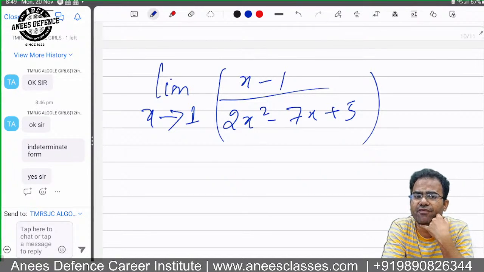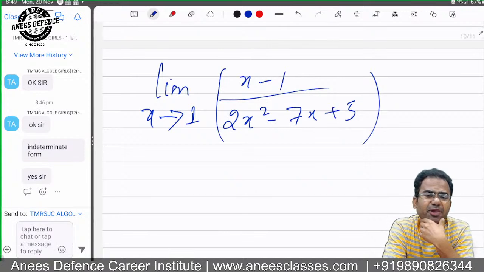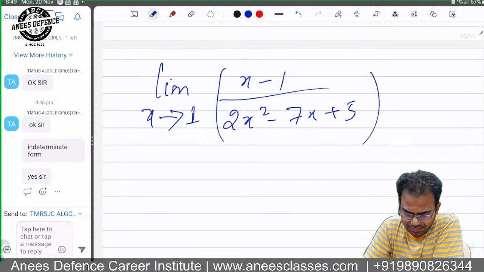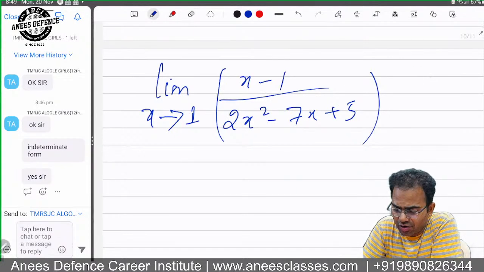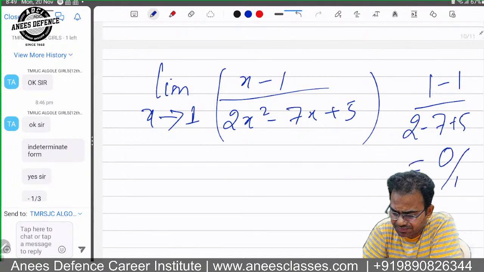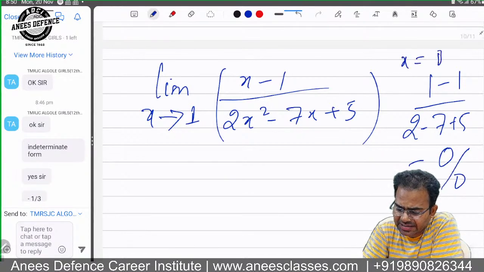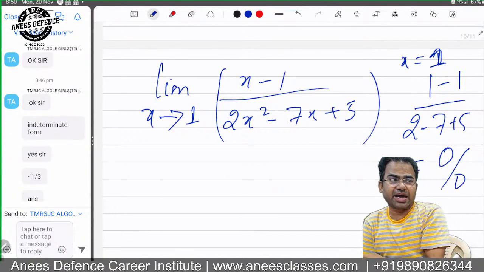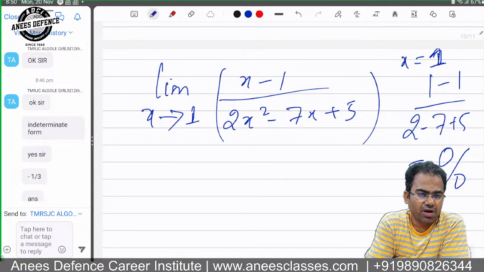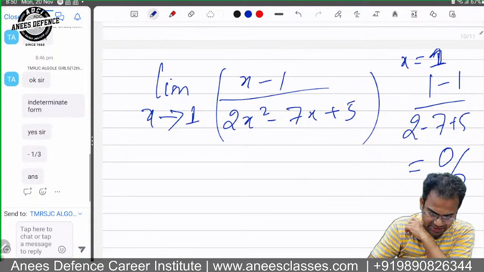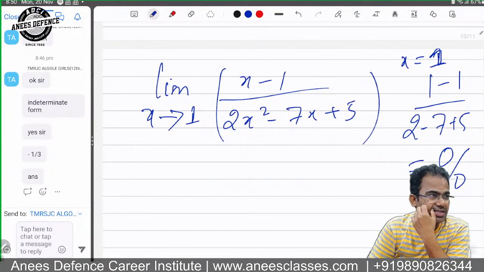Here the limit point is 1, so at exactly x equal to 1, if I put x equal to 1, I get 1 minus 1 in the numerator and 2 minus 7 plus 5 in the denominator, that is 0 by 0. At exactly x equal to 1, it is 0 by 0. Yeah, solve it. One student is giving the answer 1 by 3. Is it correct?